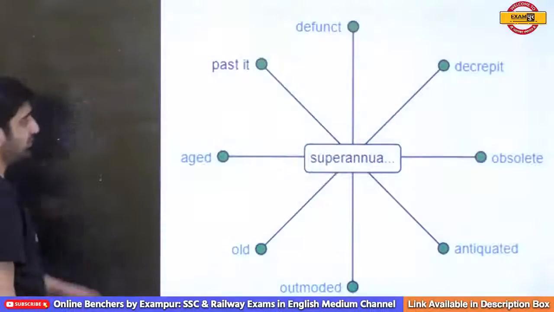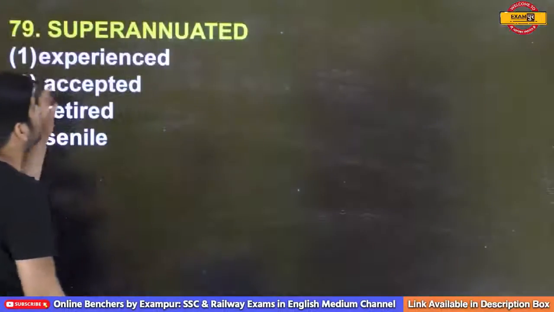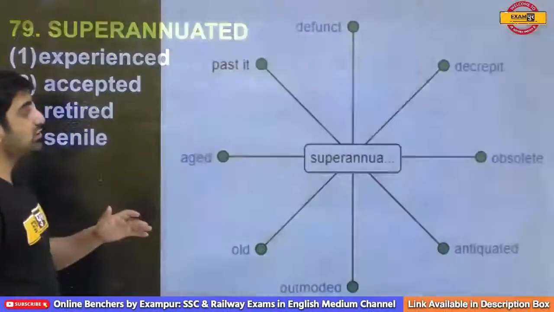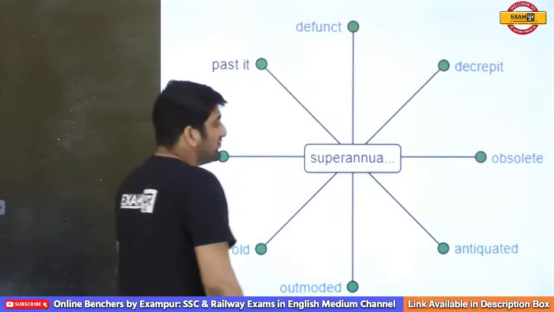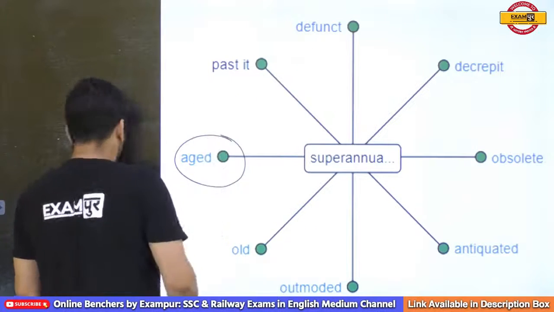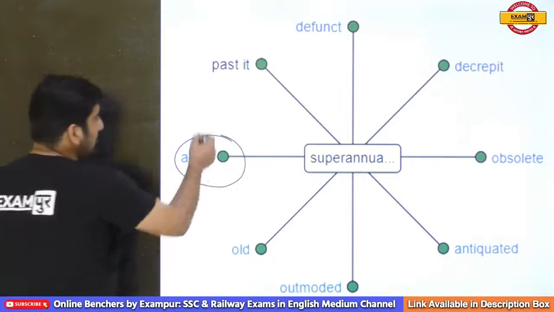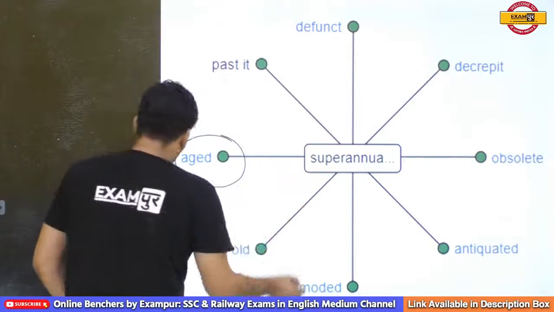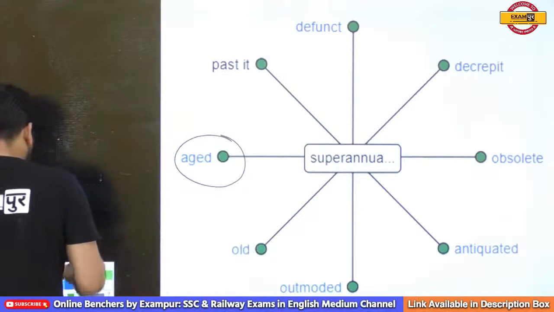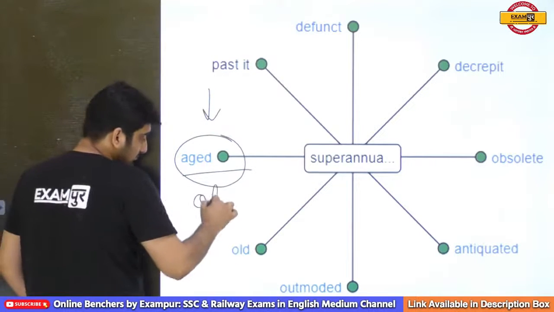And this is how, if you come to the word super, I repeat, superannuated. What do you mean by superannuated? Superannuated means something that is aged, means very, very old. This is the meaning, superannuated. What do you mean by superannuated? Means something that is very, very aged or old.